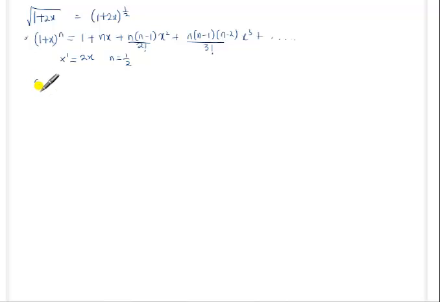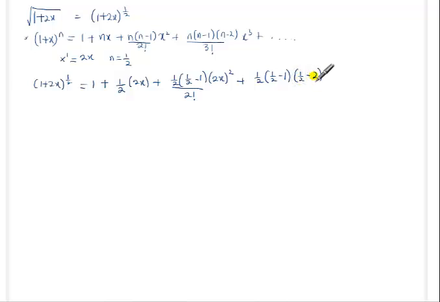So by substitution, (1 + 2x) to the power half is going to be equal to 1 + half times 2x, plus half times (half − 1) times (2x)² all on 2 factorial, then the fourth term is half times (half − 1) times (half − 2) times (2x)³, all of this on 3 factorial. There are other terms that we cannot list, but we need up to x to the power 3.